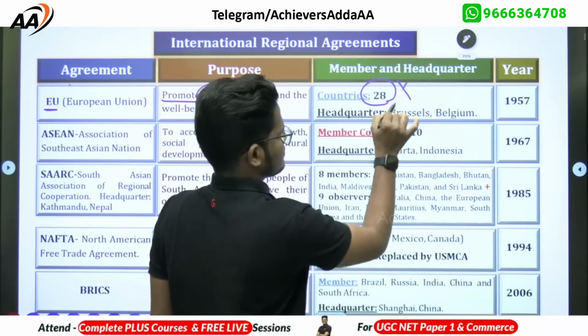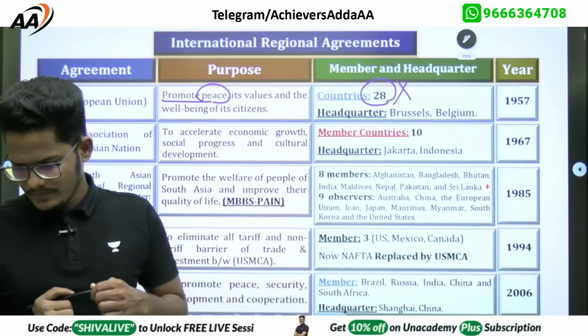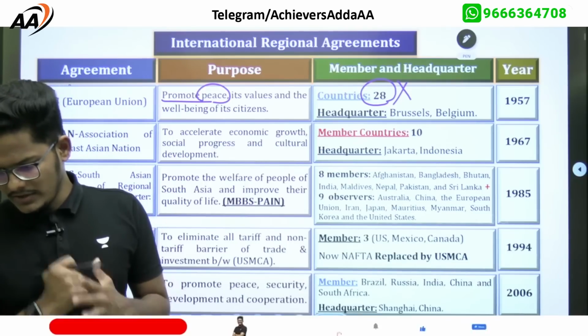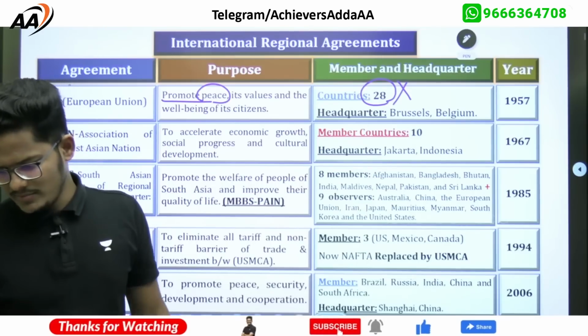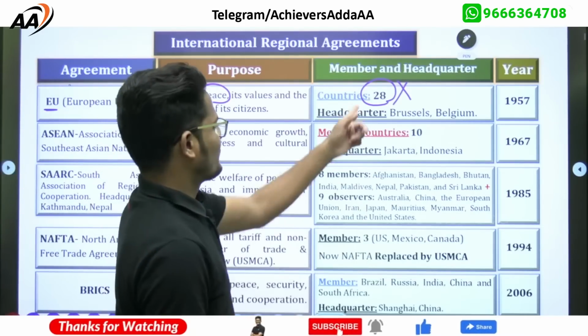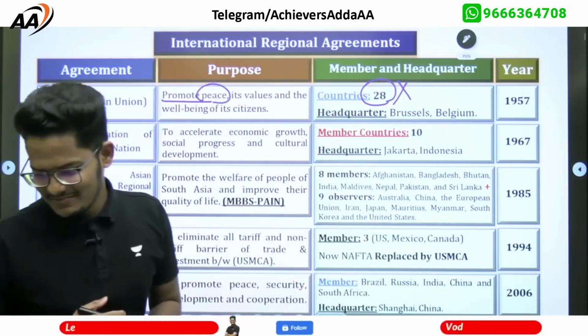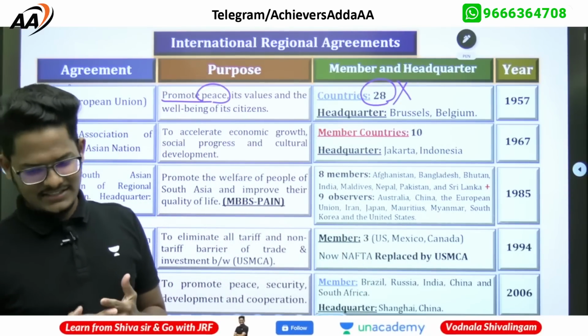28. Wrong. How wrong? Is it 28 or 27? Please tell. Is it 28 or 27? Acha, only today's session is 1000% important. 28 or 27? Please tell. 28 or 27?